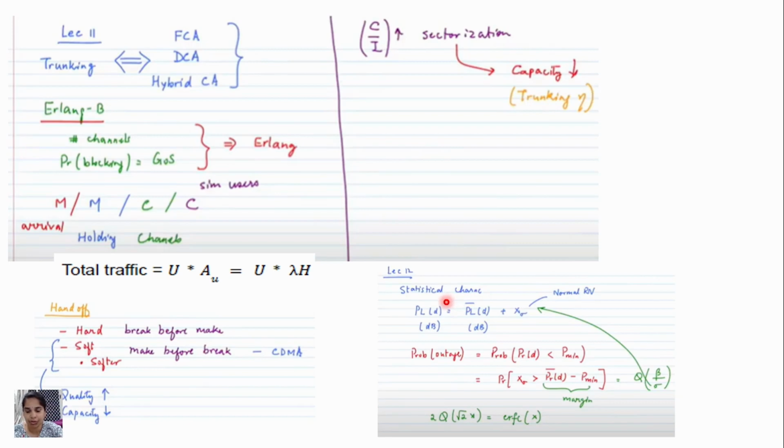And in further lectures you had the statistical characterization of your channel. When you have a path loss, it is equal to a mean path loss plus a normal random variable. So basically it was following a log normal distribution. And with this formulation, we found the probability of outage, the probability that X sigma will be greater than the mean path loss minus the minimum. So that kind of formulation was also there.